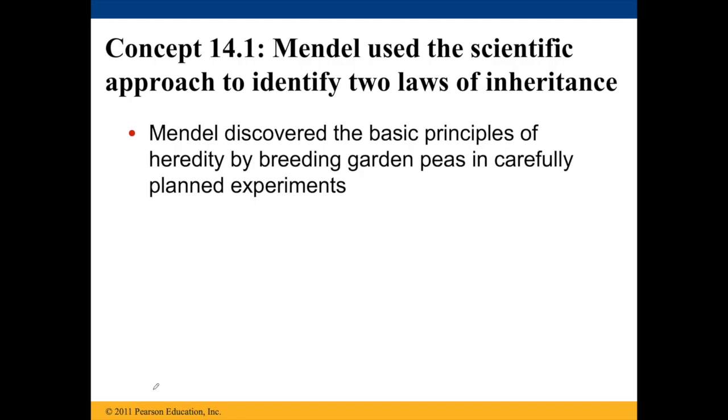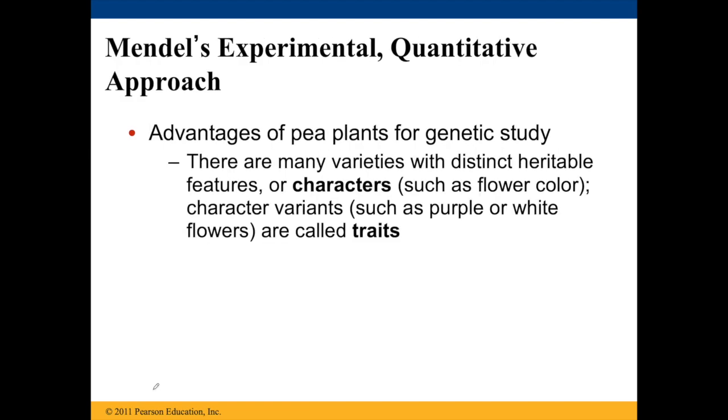Now, it turns out the garden pea plant is a great model organism to use to study genetics for several different reasons. First, there are many varieties with distinct heritable features or characters, such as flower color, and character variants, such as purple flowers or white flowers, which are called traits.